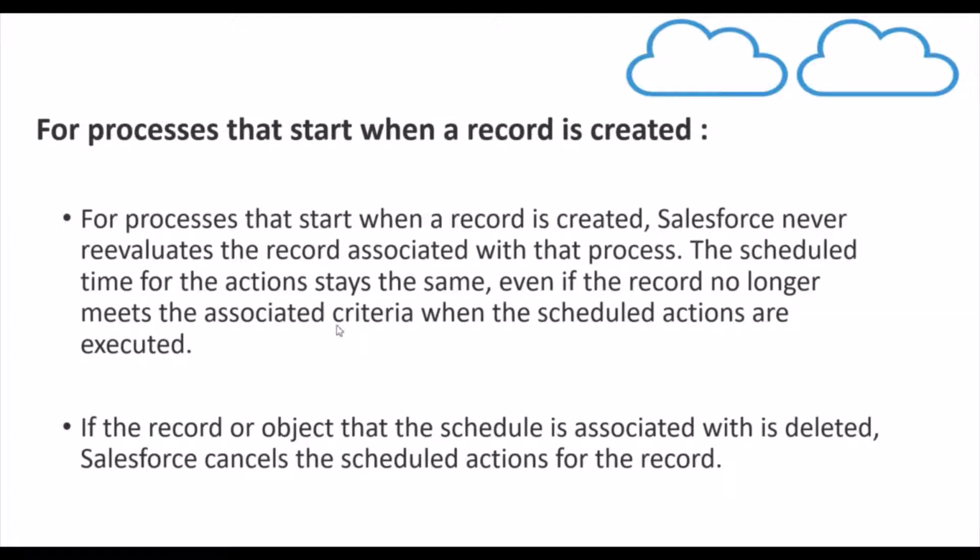Okay, so if you make changes to that record and let's say the criteria is not satisfied for this record now, what will happen to the actions which are already scheduled by the process? Will it change? No. Those actions will be kept as they are and they will be executed, so it won't re-evaluate the records which are scheduled, right? And this happens when we have selected the start the process when record is created checkbox. Next thing is, if a record or object that the schedule is associated with is deleted, then Salesforce cancels the actions for this record. So we'll see these points.